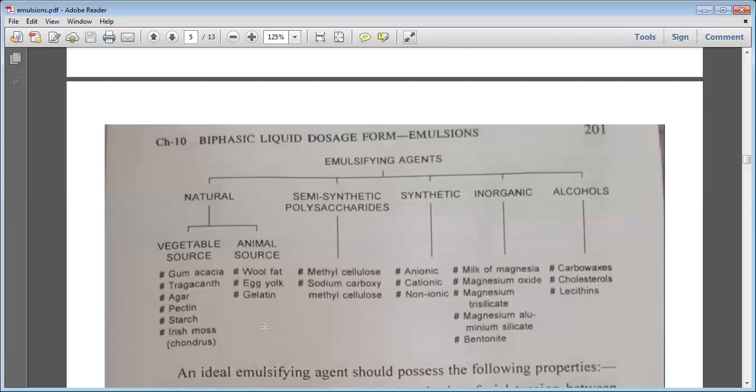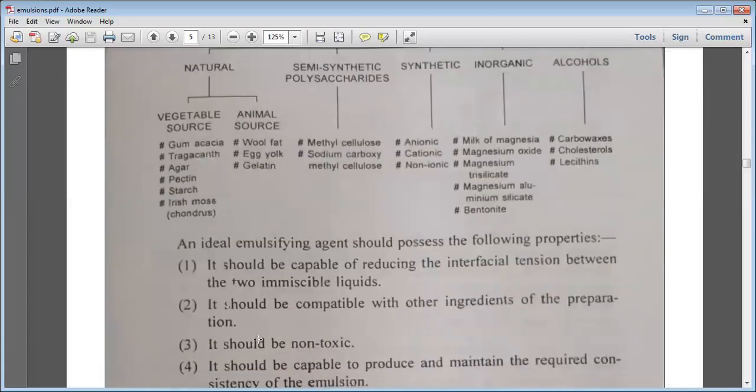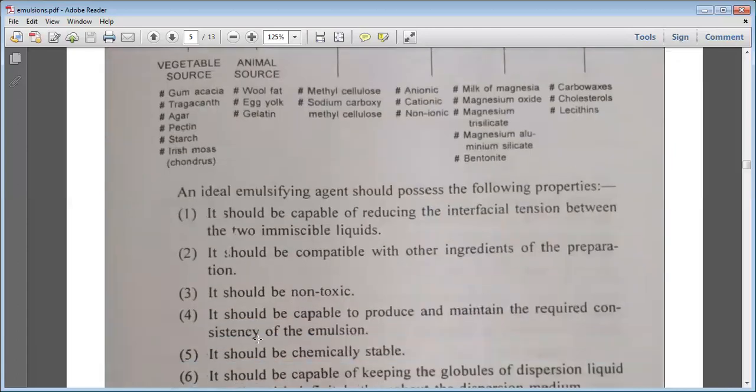So what should an ideal emulsifying agent possess? Suppose you are using an emulsifying agent, what are its ideal characters? It should be capable of reducing the interfacial tension between the two immiscible liquids. As you know, with oil and water, because of the difference in densities, the oil will tend to float on the surface of the water. That is the reason there is an interfacial tension existing between the water and oily phase. This interfacial tension has to be reduced, and it can be reduced only by the addition of emulsifying agents.